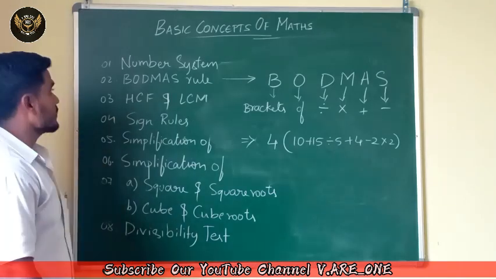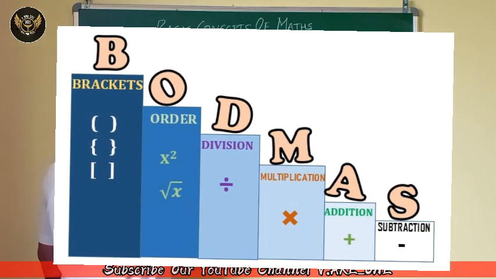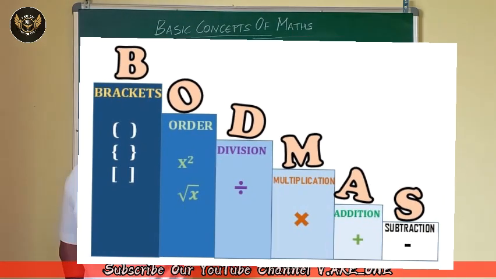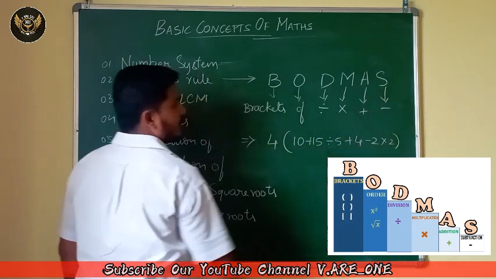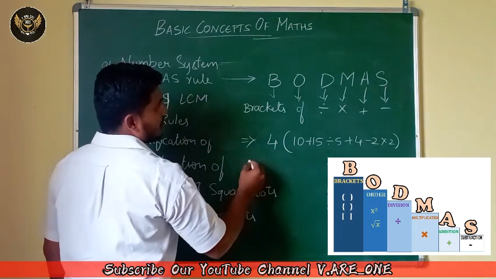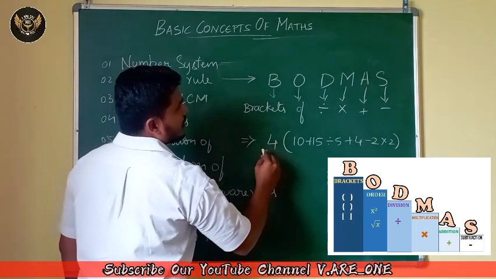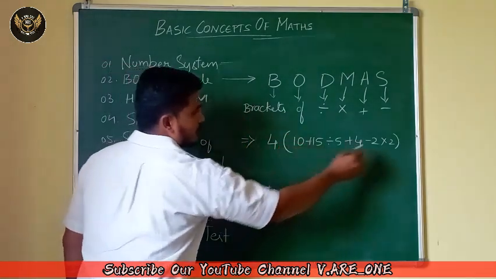The second concept is BODMAS rule. Here the abbreviation of BODMAS is B for bracket, O for of, D for division, M for multiplication, A for addition, S for subtraction. See the example of how we can simplify using BODMAS rule. So here first we have to simplify brackets. So the bracket is from here to here.